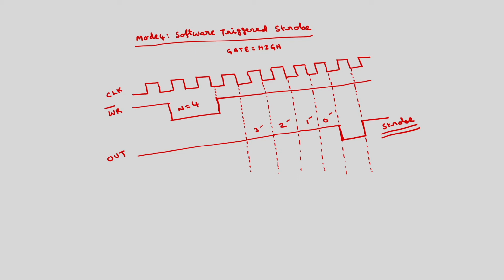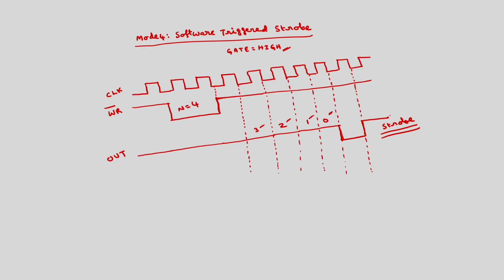And we have the last mode, which is hardware triggered. Instead of this count, we can use the gate signal to trigger the strobe. Gate signal is a hardware signal, because there is a pin corresponding to gate. So, the operation is exactly the same, except that instead of using this count to trigger the strobe, in mode 5 we are going to use gate to trigger the strobe. So, the last mode is mode 5, hardware triggered strobe.